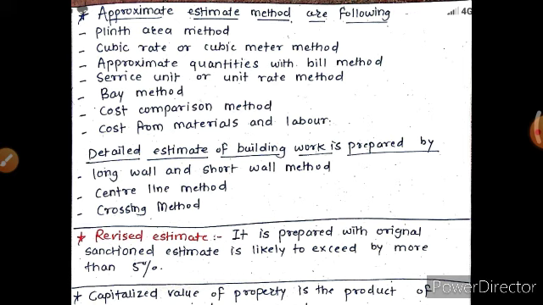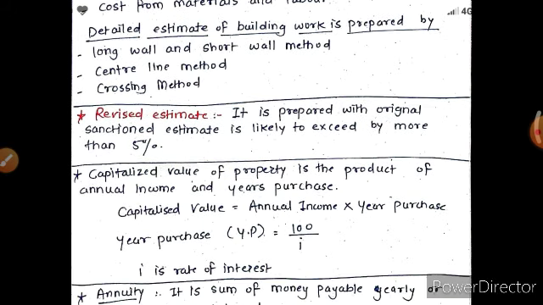Then the detailed estimate of building work is prepared by the long wall and short wall method, the most accurate method, then the center line method and crossing method. Then the revised estimate is prepared when the original sanctioned estimate is likely to exceed by more than 5%. Okay, if your estimate exceeds by 5%, then you have to revise the estimate.